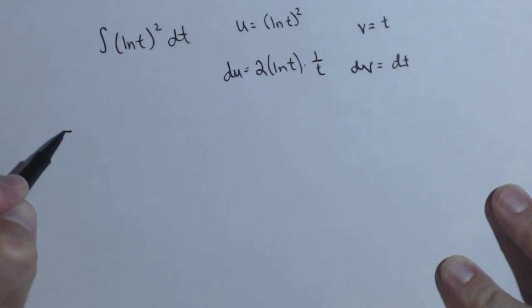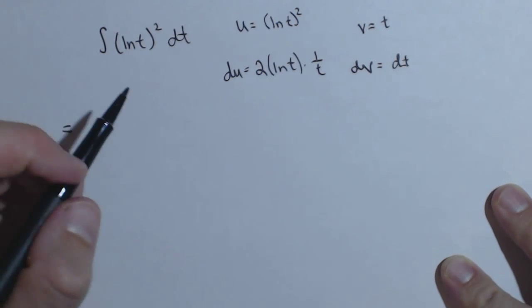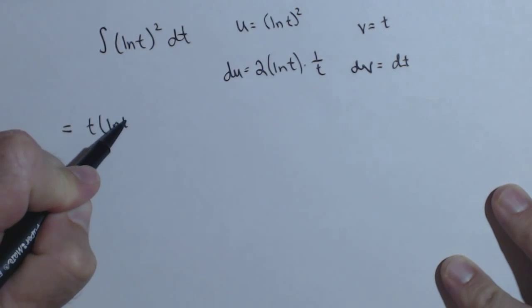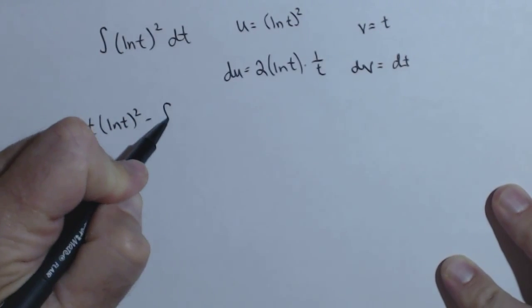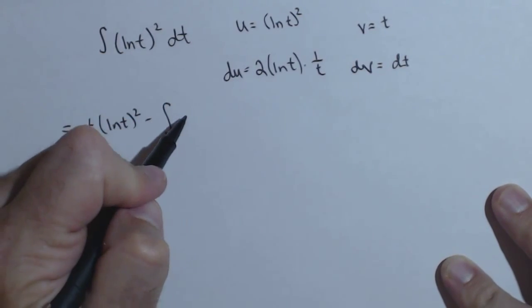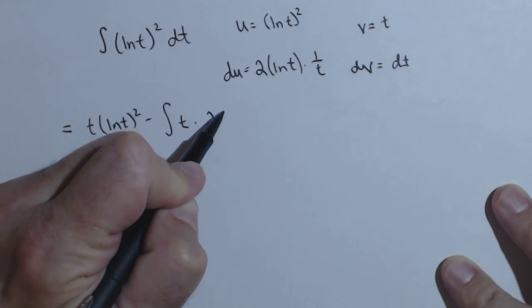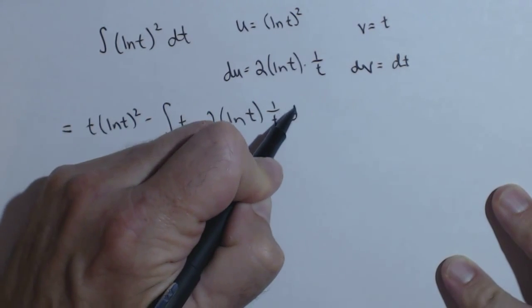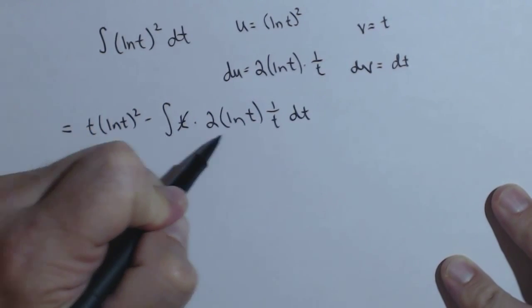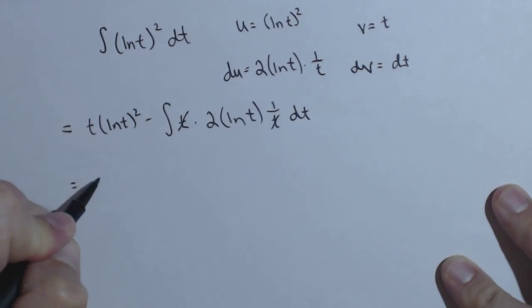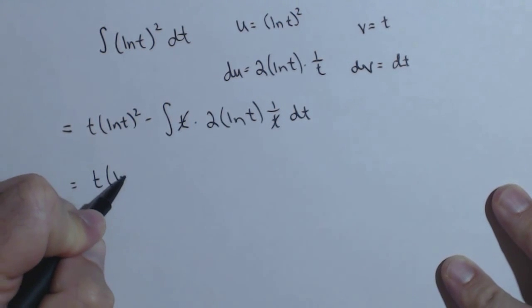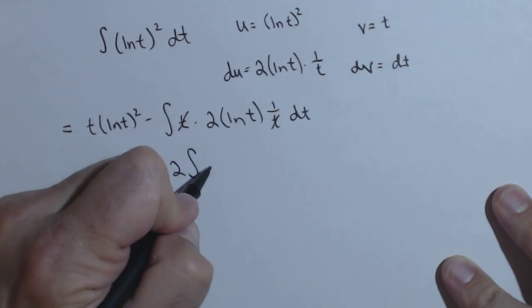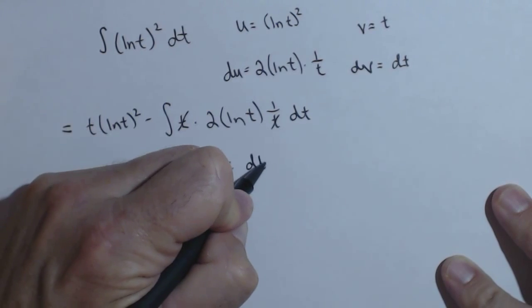Now let's see what happens when we put this together. So first off, we have our uv, which is t times ln of t squared minus the integral of v du. T times 2 times ln of t times 1 over t dt. How nice, those t's cancel for us. And I'm going to pull the 2 out. And so we got t times ln of t squared minus 2 times the antiderivative of ln of t dt.